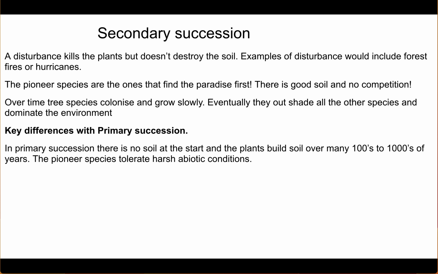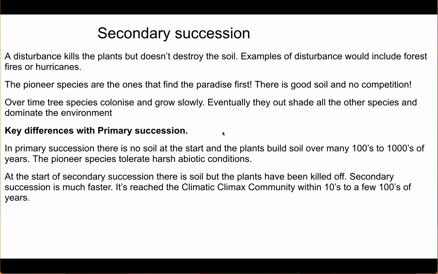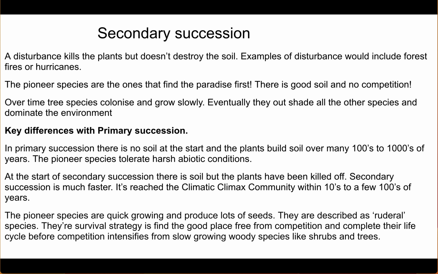The key differences between secondary succession and primary succession is, in primary succession, the initial environment is abiotically harsh. It takes thousands of years to build the soil, and the pioneer species need to be able to tolerate harsh abiotic conditions. Whereas secondary succession is much, much faster because you've already got the soil, and really it's just a race to grow. And the pioneer species in secondary succession are just quick growing weedy species that complete their life cycle. They go seed, growing plant, has some flowers, sets some seeds and dies, all in a year.